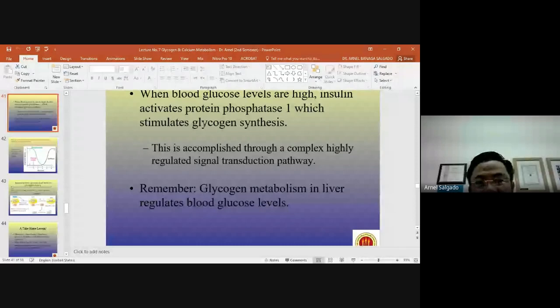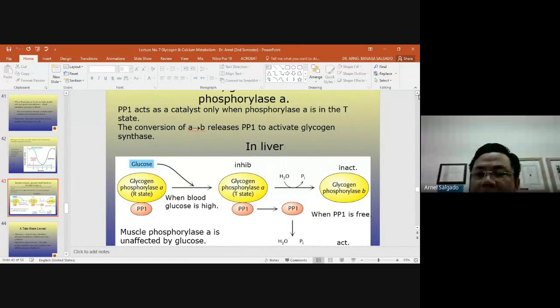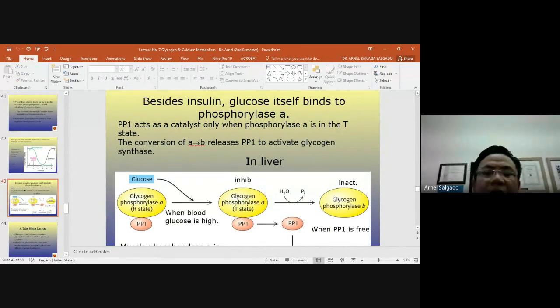Now, always take note, the PP1, the protein phosphatase 1 here acts as a catalyst. Remember what is a catalyst, right? You have known that in your earlier class or in chemistry class. A catalyst is any substance that hastens the reaction of a substance or another substance. And most of the time, the catalysts that we have in the body are in the form of enzymes.